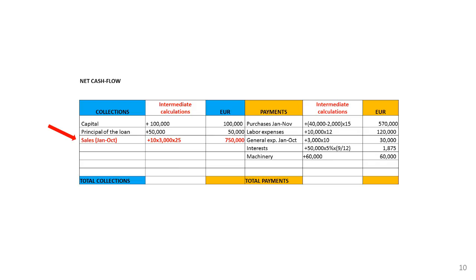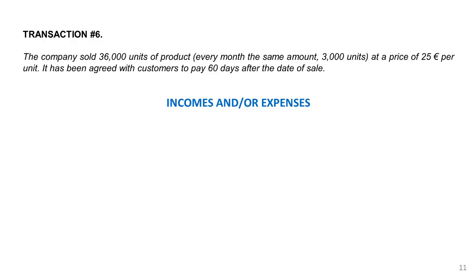The cash flow table reflects now those collections. In this case, the intermediate calculations illustrate and justify how the result was obtained, by multiplying monthly sales by the number of months and by the price per unit. We identify now the potential incomes and/or expenses accrued in 2016 regarding the sale of products.